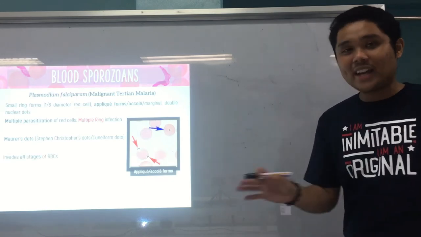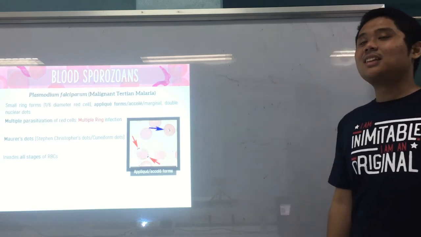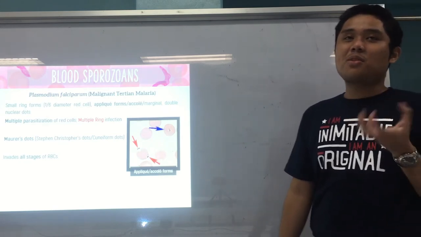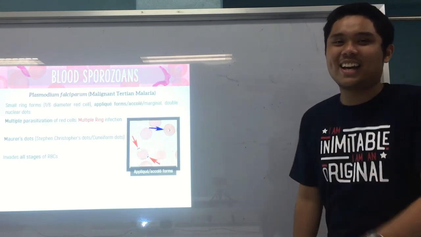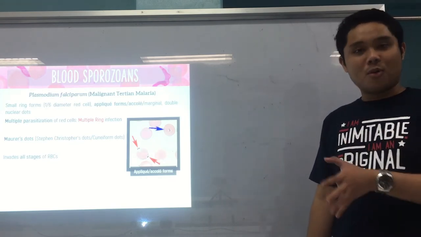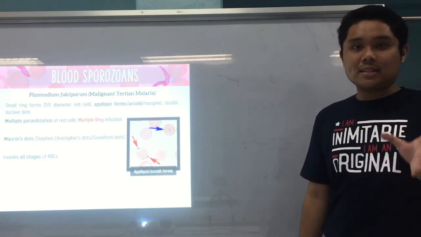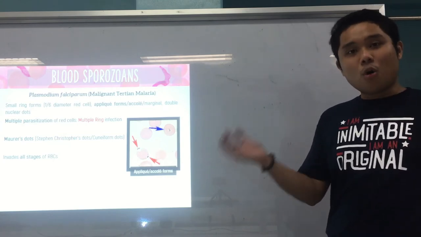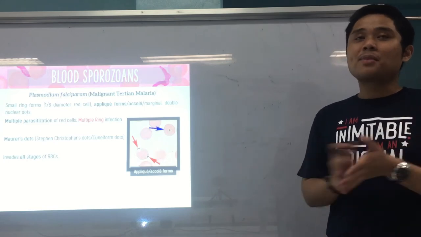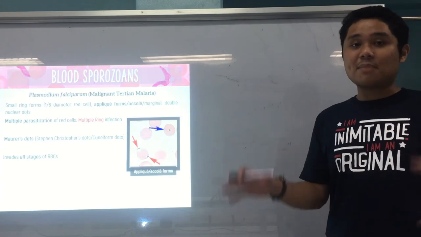It invades all stages of RBCs. For falciparum, it does not discriminate; it does not choose any RBC. That's how I remember it: falciparum is an F-boy. It's in the name, falciparum, boy. It's an F-boy because it invades any RBC, old or young. That's partly the reason why it's very deadly, because it can infect any type of RBC.